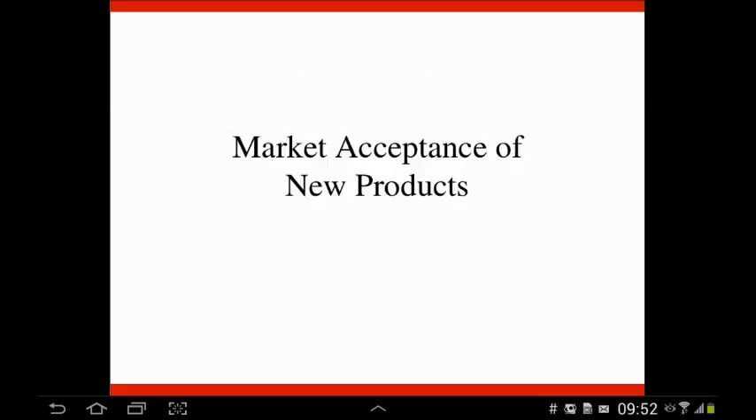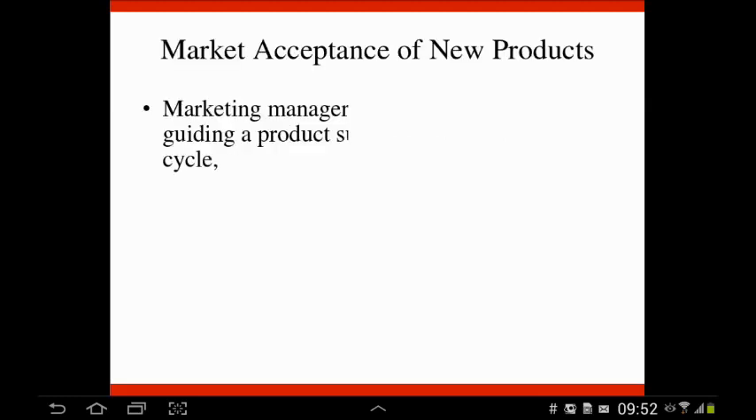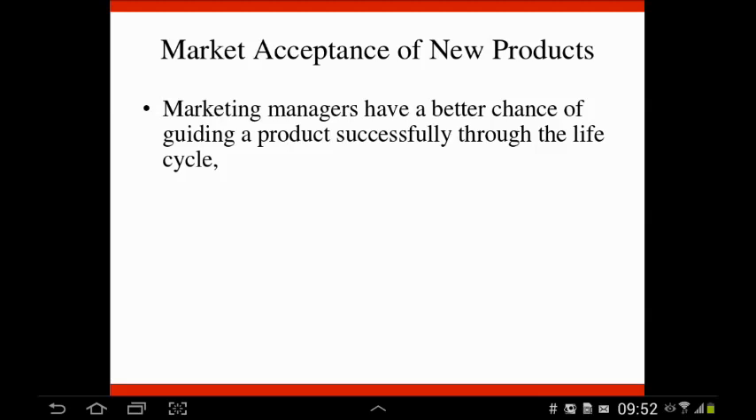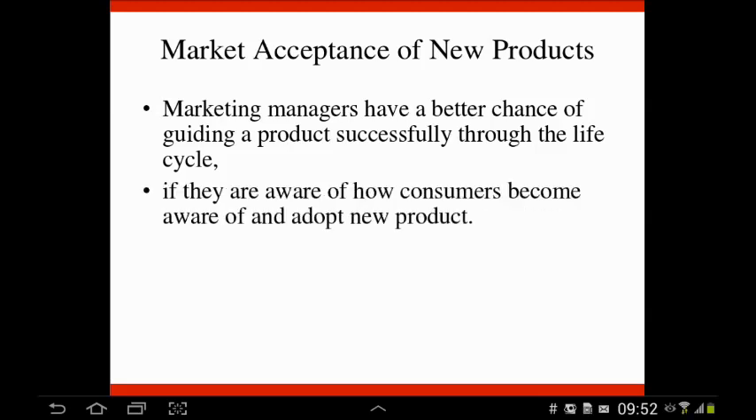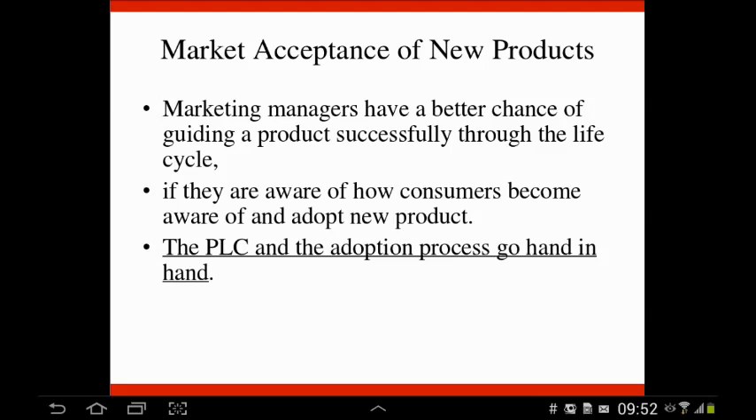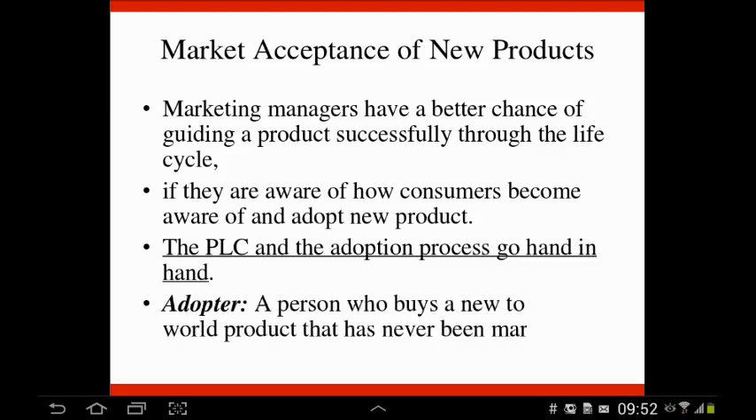Okay, and then we're going to look at market acceptance, the market acceptance of new products. So, marketing managers have a better chance to successfully guide the product through the life cycle if they understand how consumers adopt new products. So the PLC and the adoption process are like brother and sister. They go hand in hand, husband and wife. Okay, so what is an adopter? It's a person who buys a new-to-the-world product that has never ever been marketed before. Okay?